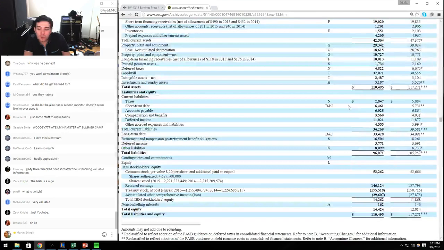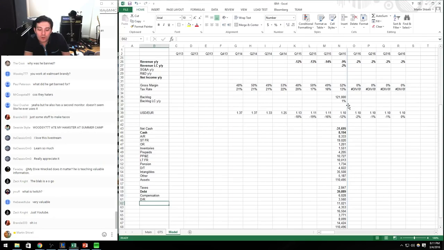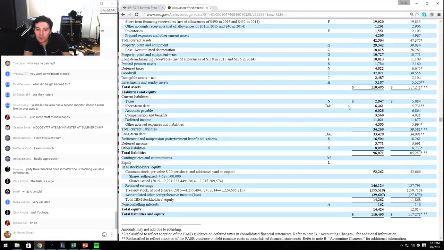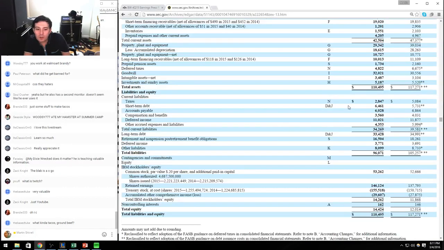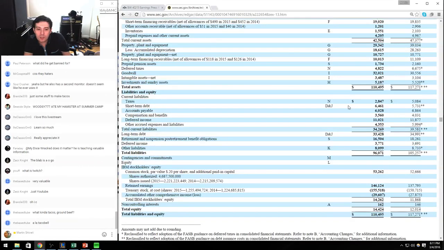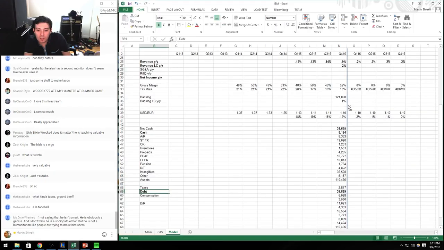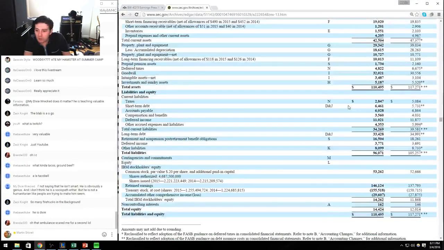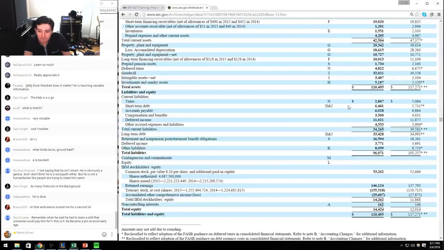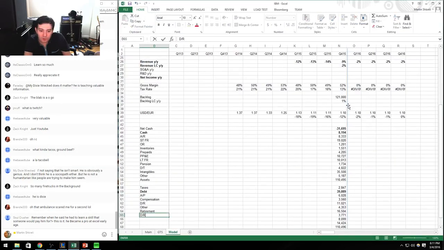Compensation for revenue. Other. It's weird. Hang on. This is deferred revenue. Debt. Taxes, debt. Accounts payable. Here we go. Compensation. Other. Retirement. Deferred. Oh, it's long-term deferred revenue.